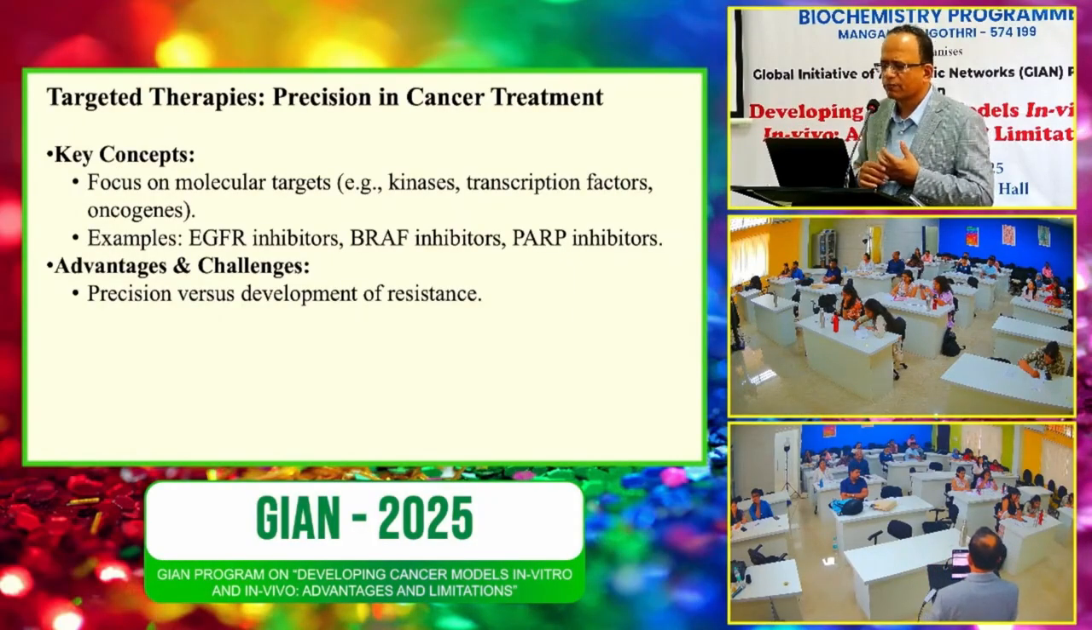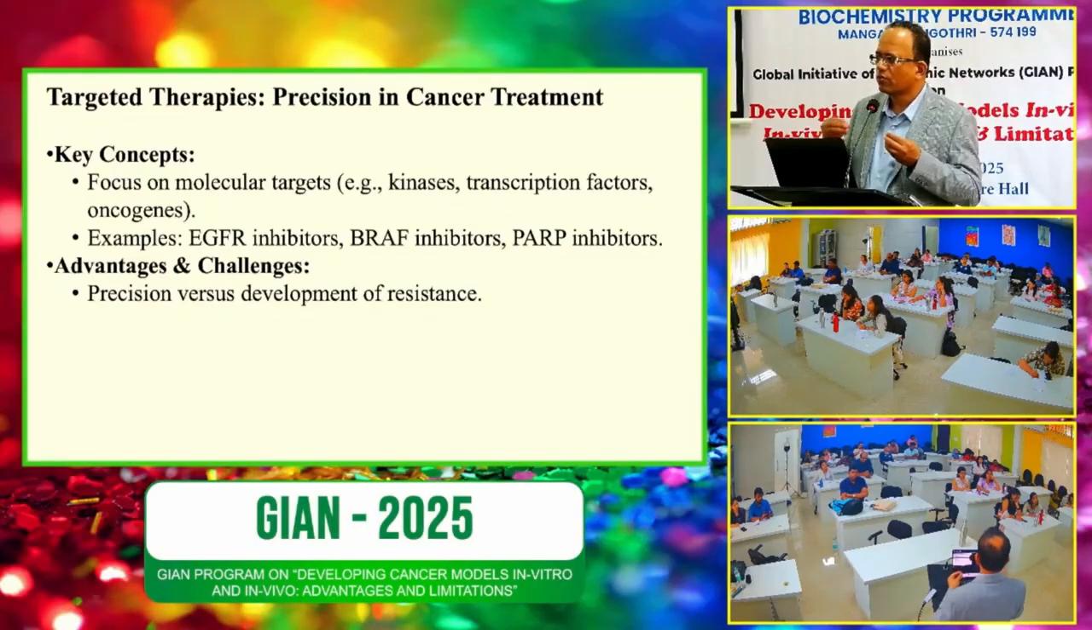For example, there's the EGFR inhibitor. I touched on it: in our screening, EGFR came up. People use PARP inhibitors, and BRAF inhibitors have been used. So these are all targets. You need to know what target you want to touch and why.